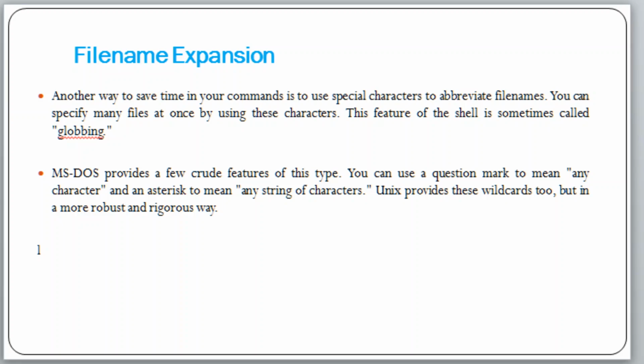So we're going to look at filename expansion. Another way to save time in your commands is to use special characters to abbreviate file names. You can specify many files at once by using these characters. This feature of the shell is sometimes called globbing. MS-DOS provides a few crude features of this type. You can use a question mark to mean any character and an asterisk to mean any string of characters. Unix provides these wildcards too, but in a more robust and rigorous way.